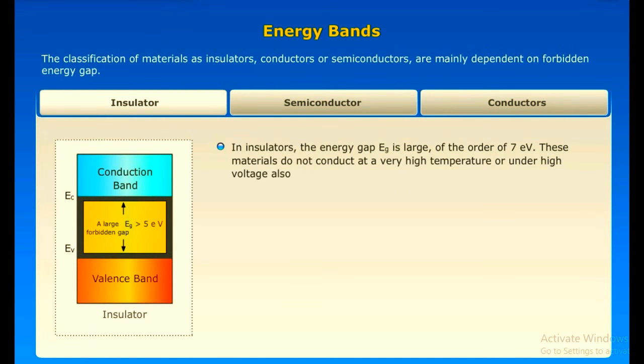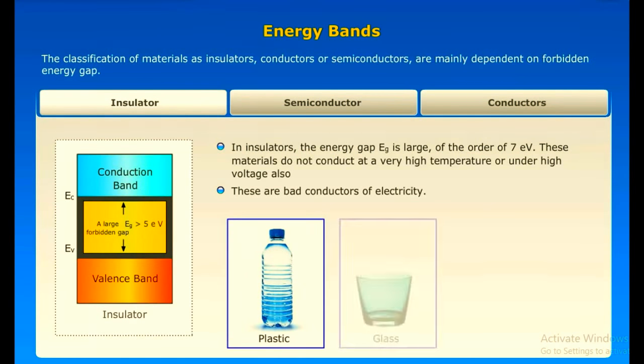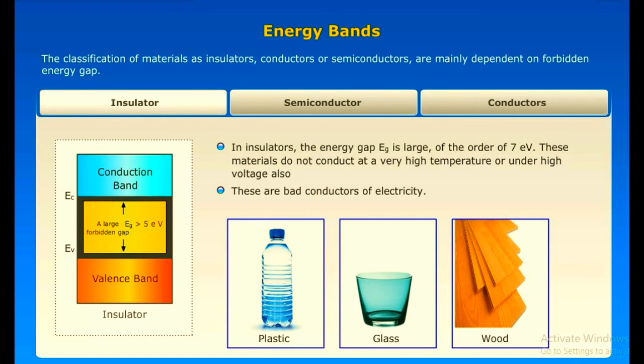Insulators. In insulators, the energy gap, Eg, is large, of the order of 7 electron volts. These materials do not conduct even at a very high temperature or under high voltage. Bad conductors of electricity are plastic, glass, and wood.